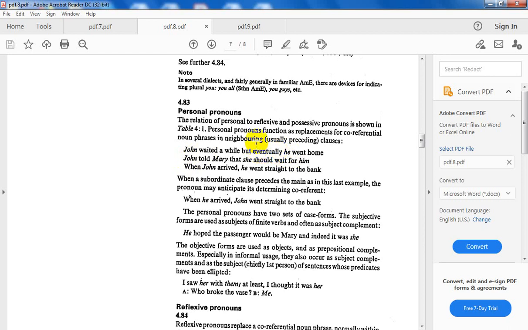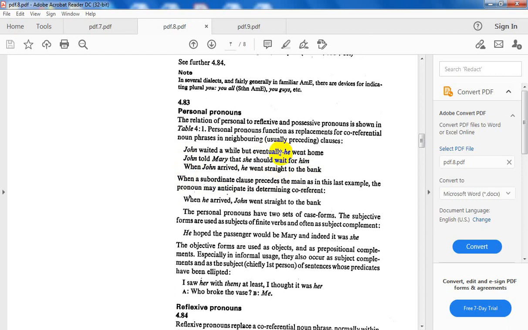It is either in neighboring or usually preceding clauses. This is called co-referential, which is anaphoric. I have the noun, then I have the pronoun. John told Mary that she, referring back to what? To Mary. She should wait for him. Him is the objective case, referring back to what? To John. When John arrived, this is neighboring. When John arrived, he went straight to the bank. He referring back to John.